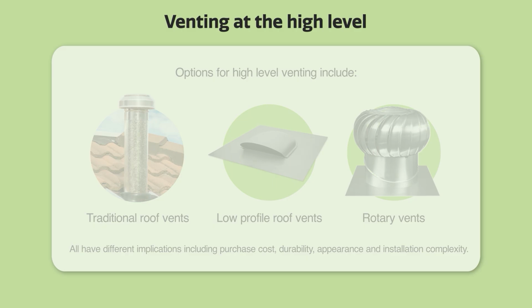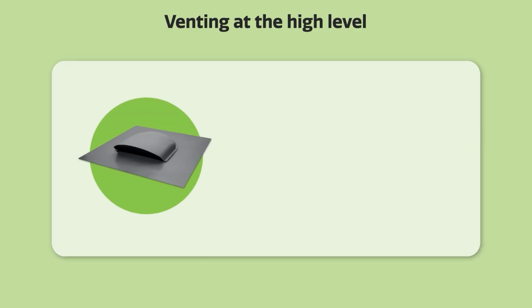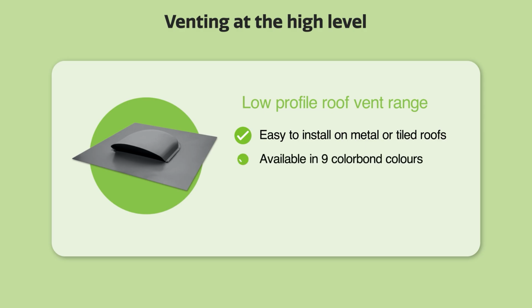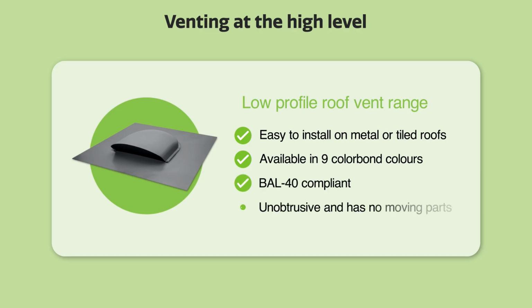We recommend the low-profile roof vent range constructed from aluminium and stainless steel. It is easy to install on metal or tiled roofs, is available in 9 ColourBond colors, so will blend with most roofs, and has mesh which is BAL compliant, so is ideal for bushfire regions. Unlike rotary vents, it is unobtrusive and has no moving parts.